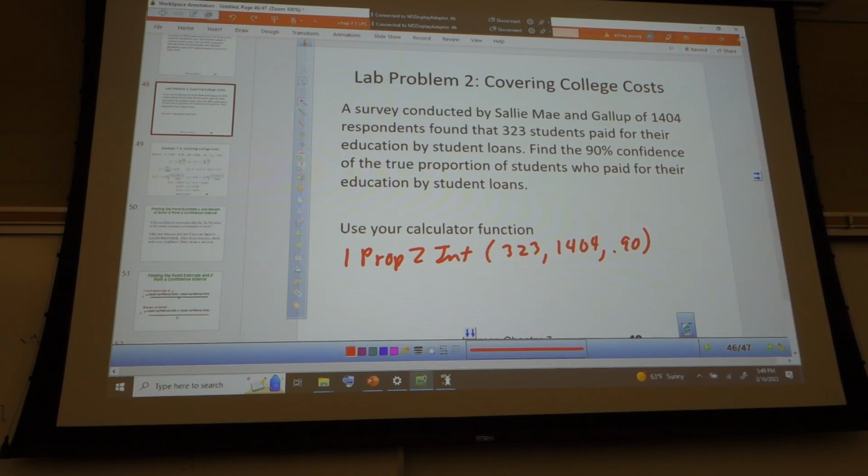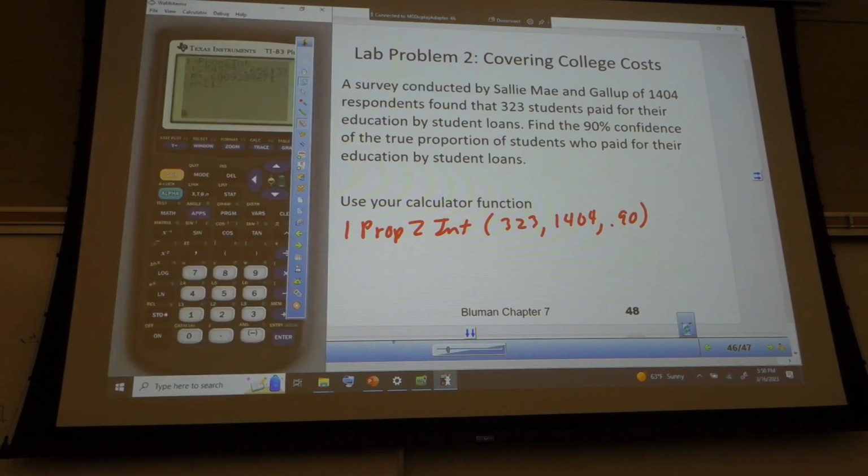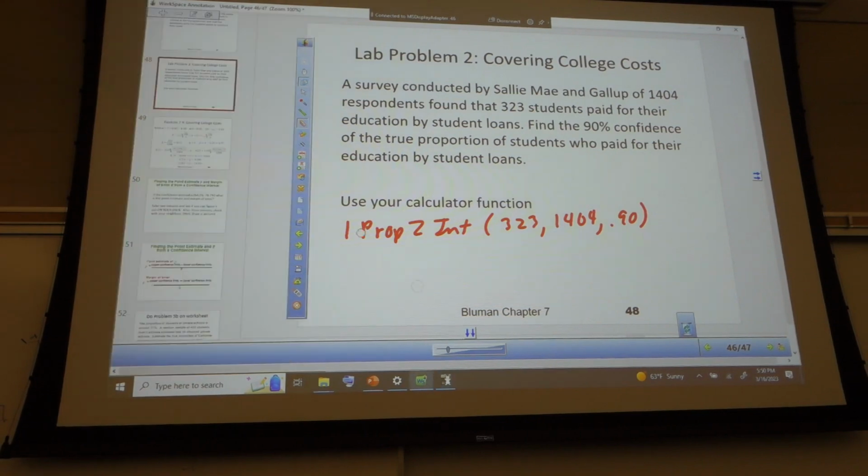Rafe, did you get an answer yet? We got 0.230. What, 230? Yes, that's when I rendered it. And then what was your second number? So for the N, I got 1404. So it should give you an interval. The first thing it should give you is an interval that looks something like this, the very top thing in parentheses. Oh, okay. I read it incorrectly.